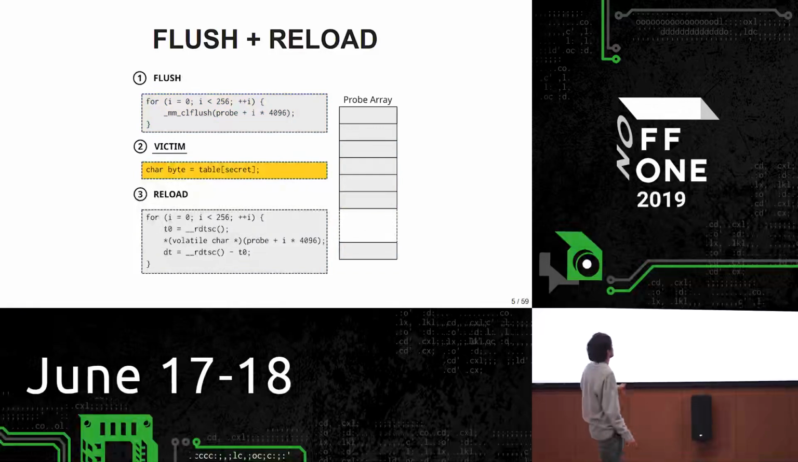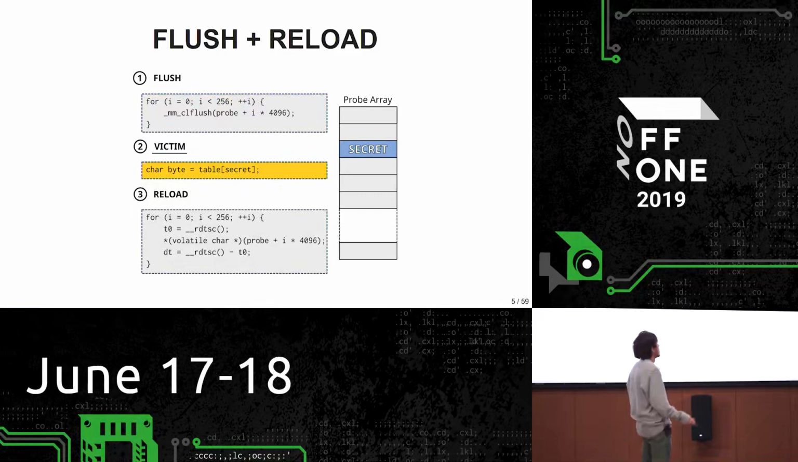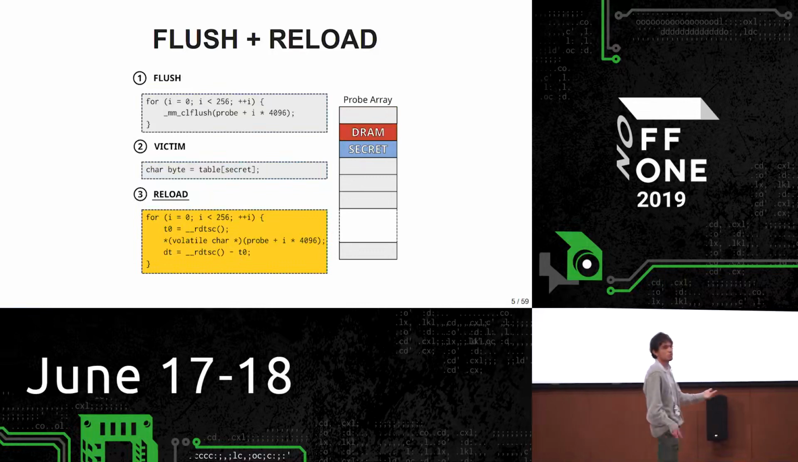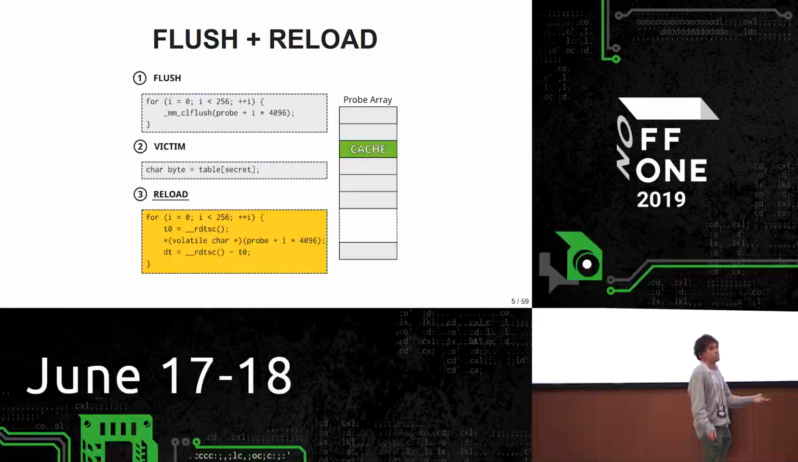Then the victim runs. The victim, for instance, accesses a table using the secret as an index. For instance, it's the third entry here that contains a secret. Now, what can the attacker do? The attacker can do a reload attack now, and he can just access every entry. First entry is from DRAM, so it's slow. Second entry from DRAM, so it's slow. Third entry is from the cache, so he knows which entry was used by the victim.